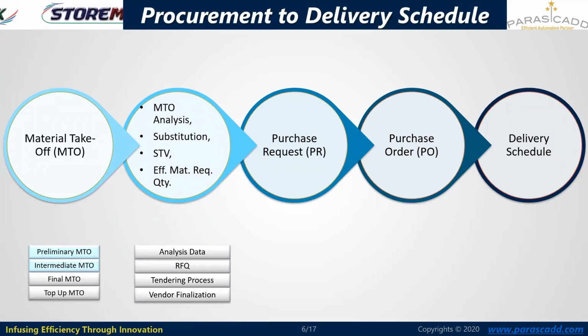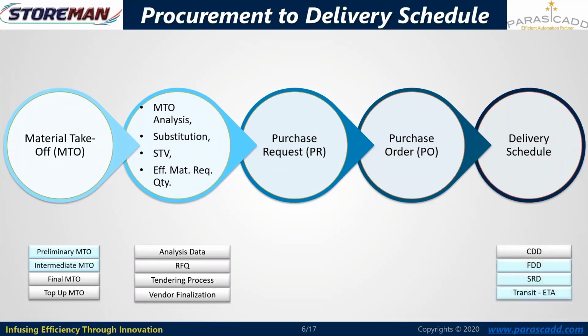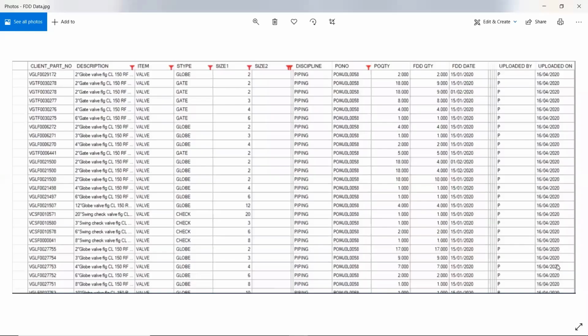Once the purchase order is placed, then the delivery schedule will be tracked. Now in the delivery schedule, we can track activities such as CDD, FDD, SRD, and transit ETA. For example, I am showing you the FDD. So this way of input can be supplied to the system with respect to the item code, item description, item type. We come to know here what our PO number is, what our PO quantity is. Now, what is the forecast delivery quantity against this particular PO quantity?